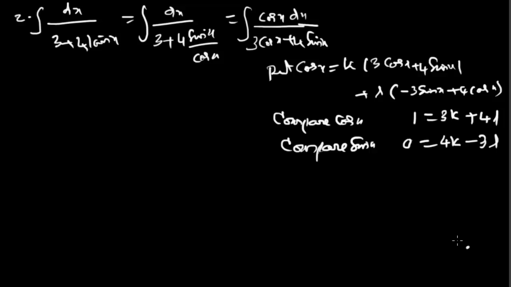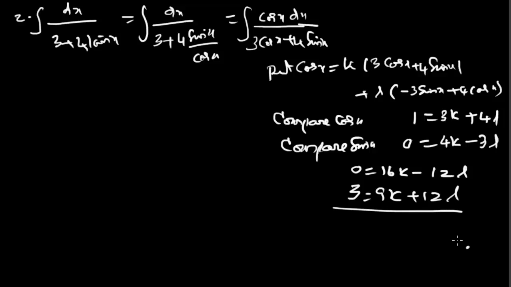So what you do, the second equation you multiply by 4. So that is 0 is equal to 16k minus 12l. The first equation you multiply by 3. 3 is equal to 9k plus 12l. Now add: minus 12l and plus 12l cancels. So 3 is equal to 25k. Therefore k is equal to 3 by 25.